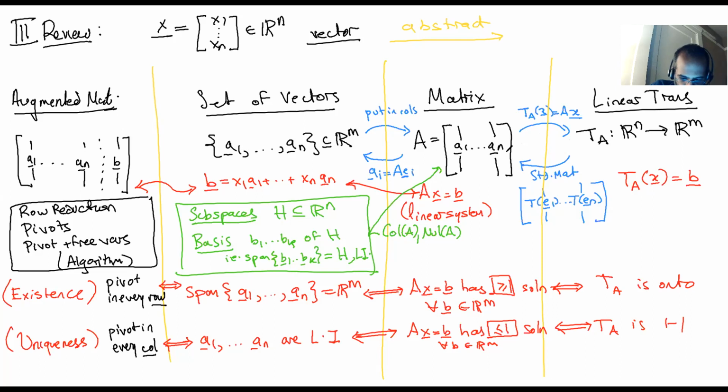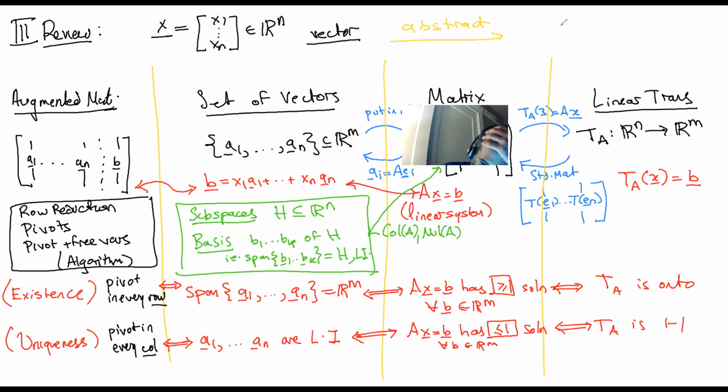Yeah. So the arrow going from matrix to linear transformation is saying if I have an m by n matrix. In all these things, A is an m by n matrix, right? So let's write that down. A is m by n.